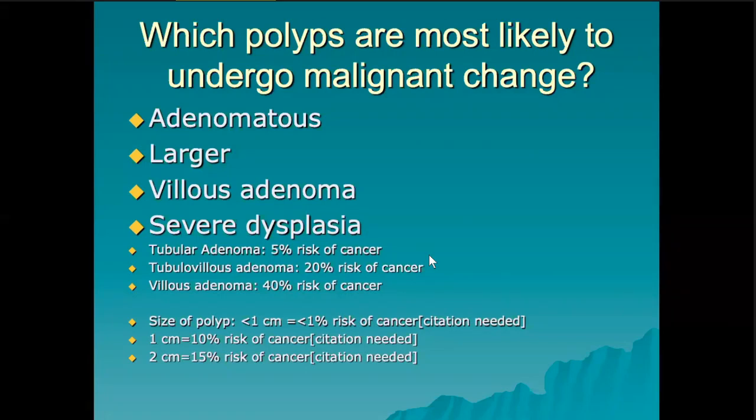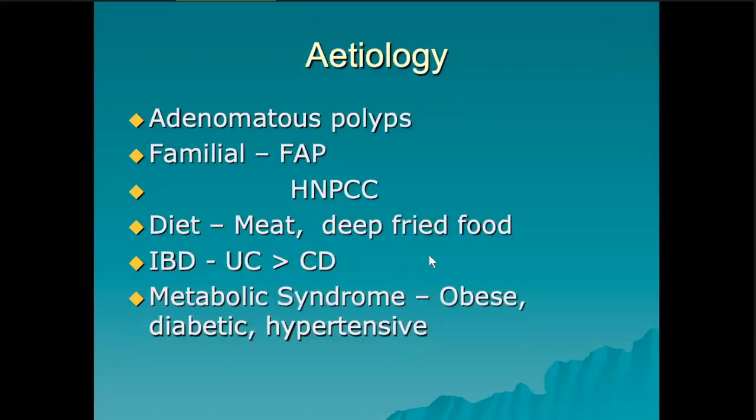Villous adenoma, greater risk, right? And of course, if there's severe dysplasia, then the next thing that will happen is that it will turn into a carcinoma in situ and then a carcinoma. Now, when it comes to colorectal carcinoma, what is the etiology? Adenomatous polyps, as we have mentioned, are the precursor of most colorectal carcinomas.